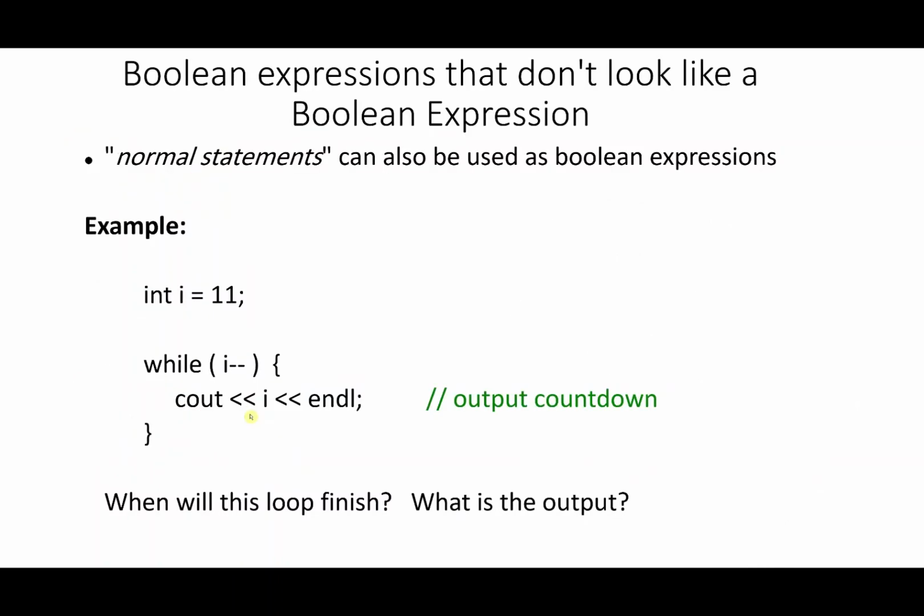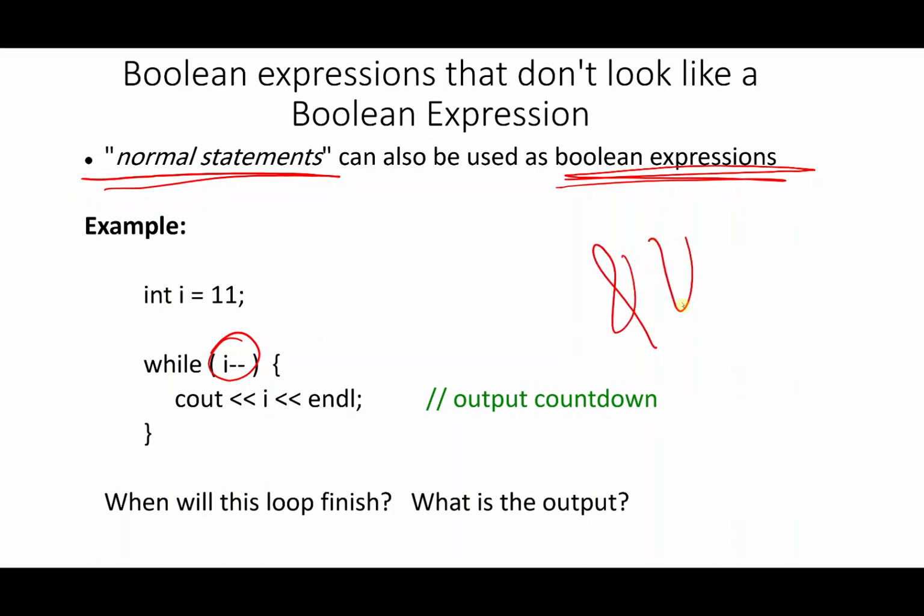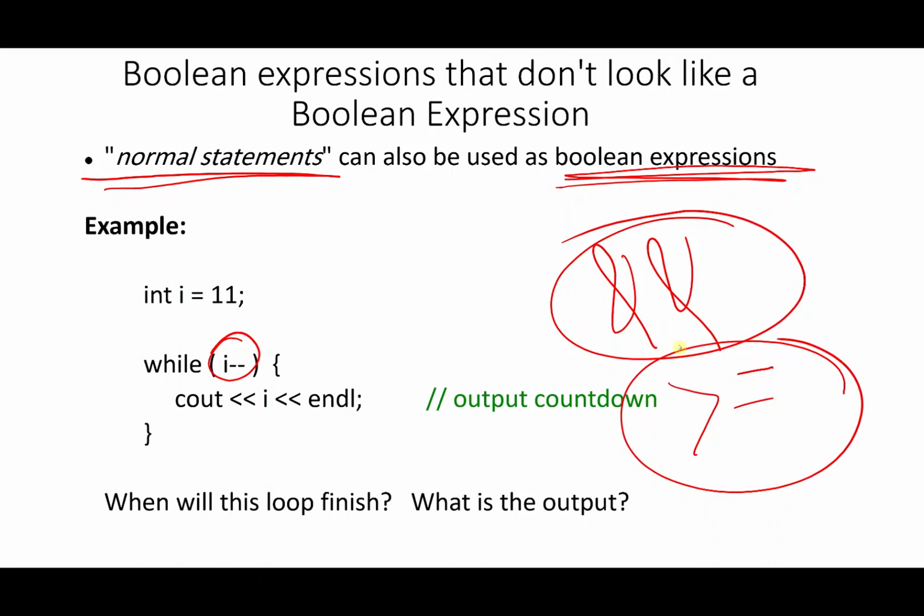So we have something called normal statements. Normal statements is a statement that is not a Boolean expression, right? But they can be used as a Boolean expression. If your Boolean expression is going to be a normal statement, it's going to depend on a variable or a value that does not include any Boolean operators or any logical operators like greater than or equal and all these things, right? So none of the logical operators or Boolean operators.